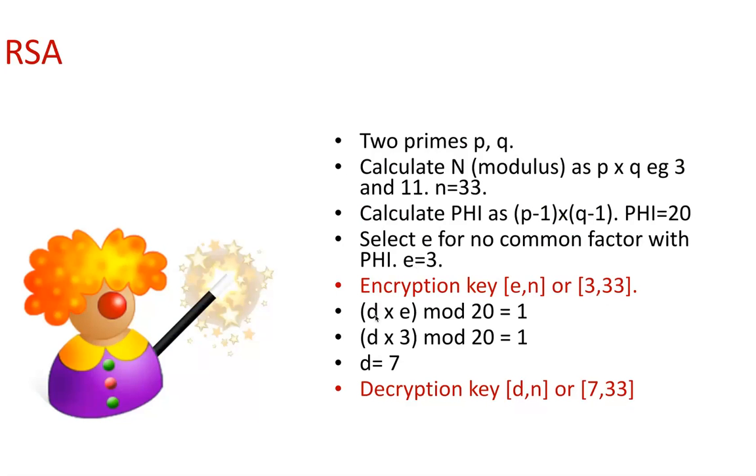We then must find a value for D. We'll multiply it by E and take the mod of phi is equal to 1. So we can use online tools. We can use Python to be able to find this. It's called the inverse mod function. But in this case, it's quite easy to see this one because 7 times 3 is 21. Mod 20 equals 1. So we found our decryption key as 7. So our decryption key is 7, 33.